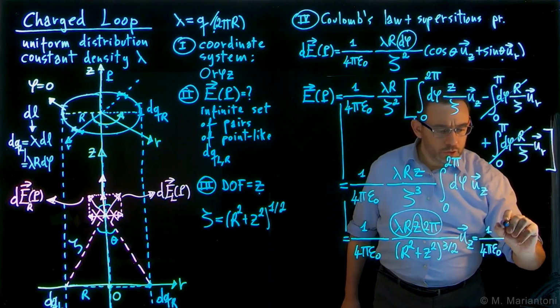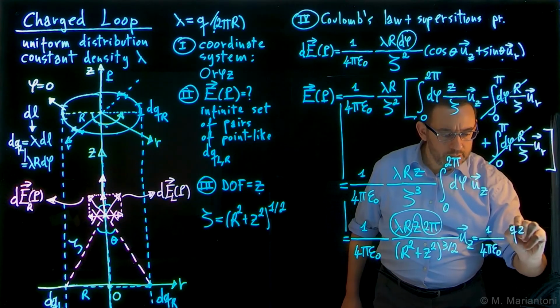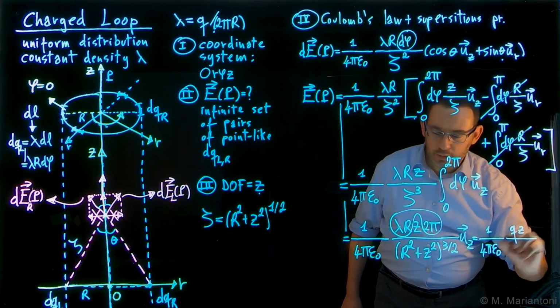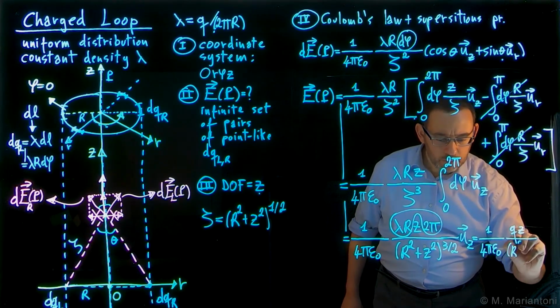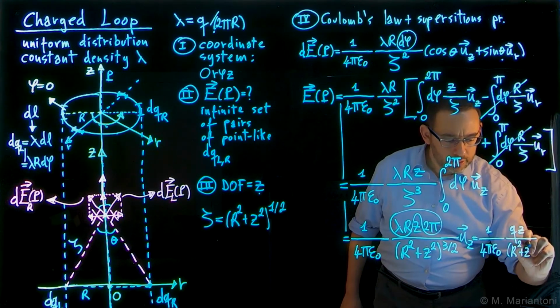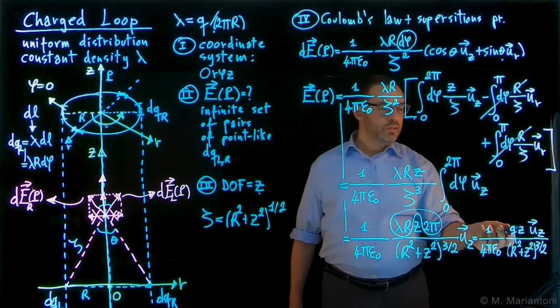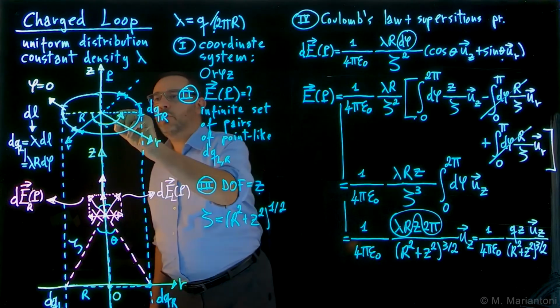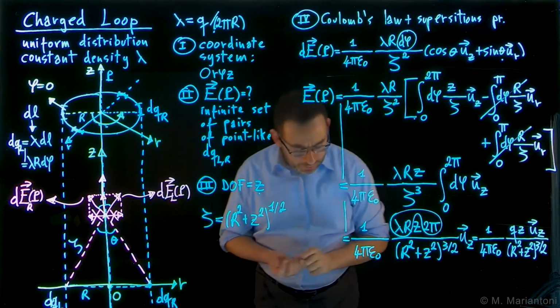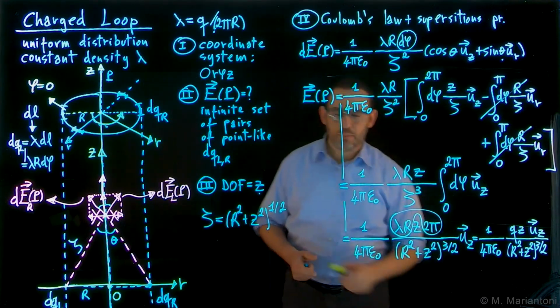So we end up having Q times z divided by R squared plus z squared to the power 3/2 along the uz direction. For example, in this case, at z equals 0 in the center, we obtain a zero field. I leave a couple of questions that I want you to discuss in Piazza.